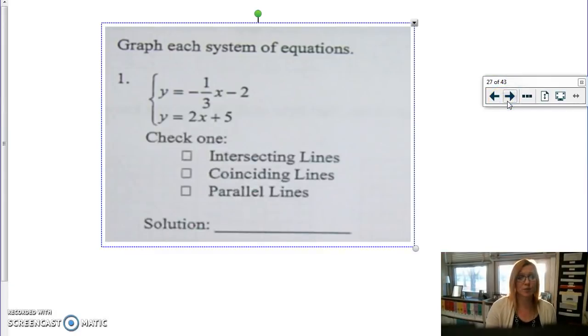So let's take a look at some examples. Here's your first example on the bottom part of your notes. It does say graph each system. We're not going to worry about graphing right now. Just want to look at our notes and see what we can identify. So here's our first problem.